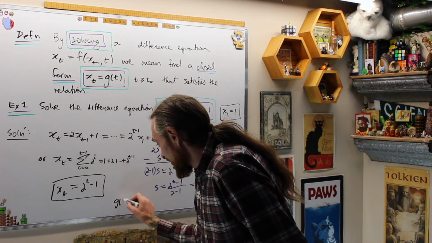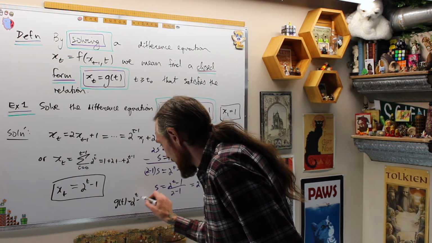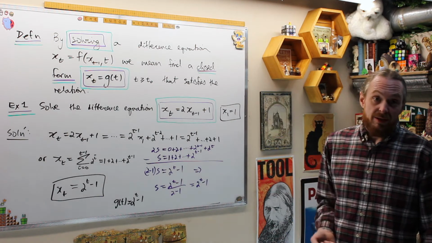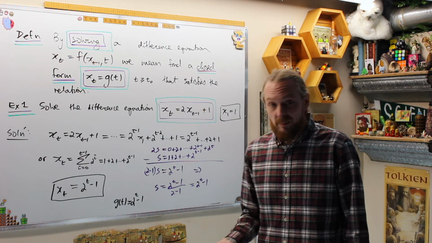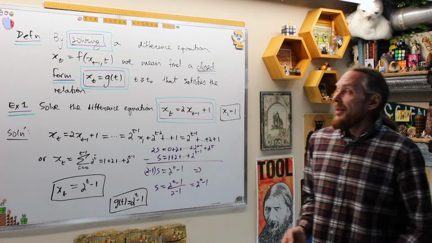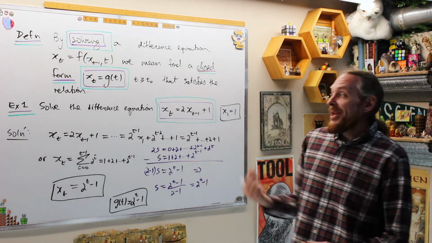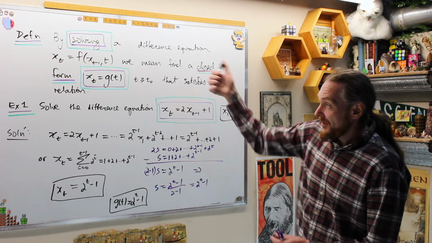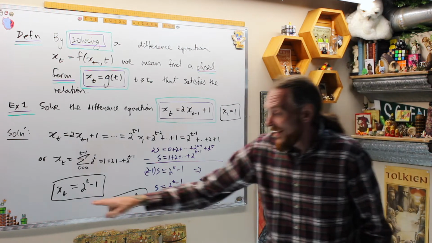So our function g of t that we were looking for is 2 to the t minus 1, which happens to be the Mersenne numbers. If this is prime, it's what's called a Mersenne prime, after Marin Mersenne. This is the idea of what we mean by solving a recurrence relation or solving a difference equation. To solve this, we want a nice closed form.